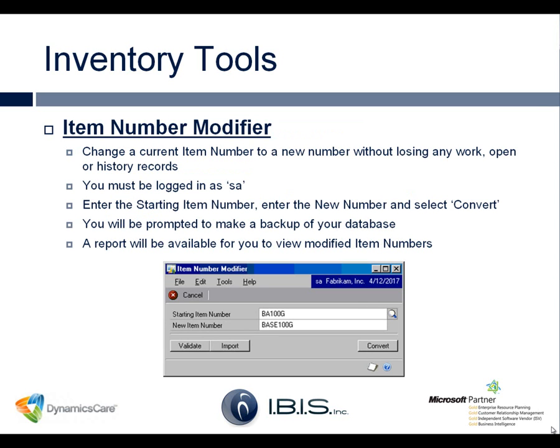Here's an item number modifier. You can change an existing item number to a new item number, very similar to several of the other modifier tools that we've talked about.